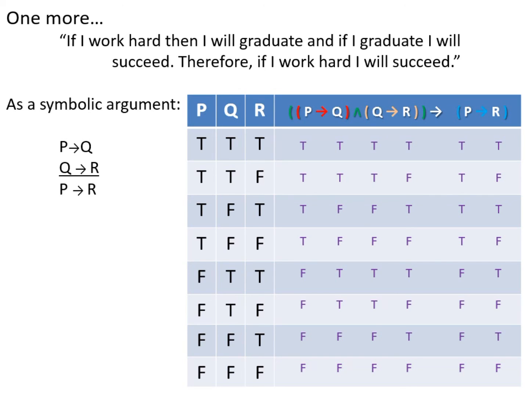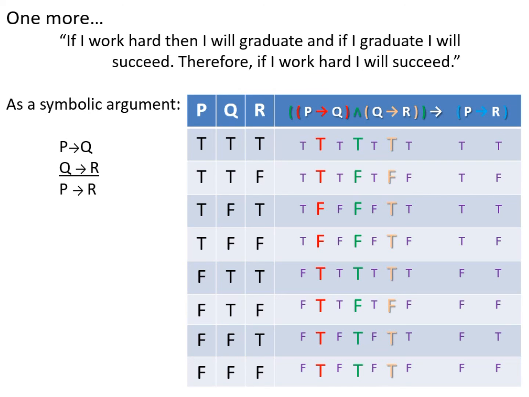I'll put in the true and false values here, and we start off with our 2 premises, which are both conditionals. So if we go down both those columns and apply conditional logic, we have this column for the red conditional and this column for the orange conditional. And we take those 2 columns and we put them in conjunction relationship with each other. And that gives us the green column there, which is the conjunction of all the premises.